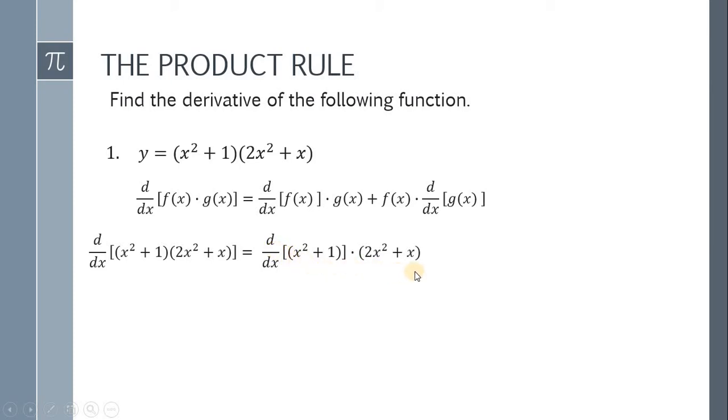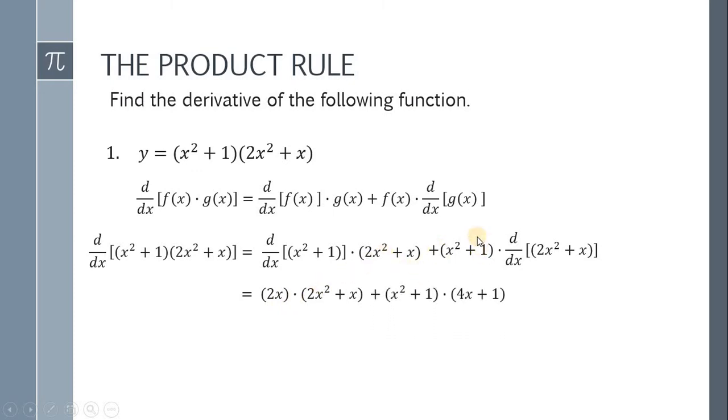We have 2x squared plus x plus first x squared plus 1 times the derivative of the second. We have 2x squared plus x. Okay? Tandaang mabuti. Derivative of the first times the second plus first times the derivative of the second. Now, apply natin. So, what is the derivative of x squared plus 1? We have 2x multiplied by 2x squared plus x plus yung ating 2x plus 1 times the derivative ng second, we have 4x plus 1.